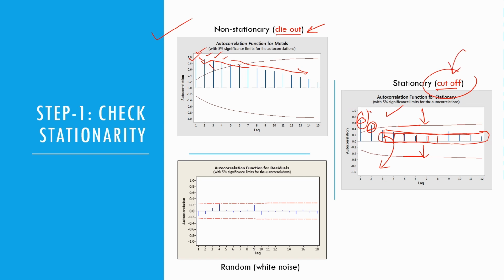If you see this cutoff type of behavior, that is stationary data. And if you see dying out behavior, that means gradually decreasing, then it is non-stationary data. And if you see this type of behavior, where all the lagged autocorrelation values are not significantly different from 0, that is white noise behavior. This is not required for ARIMA here. We just need to focus on these two, stationary or non-stationary. So first of all, you have to check this.